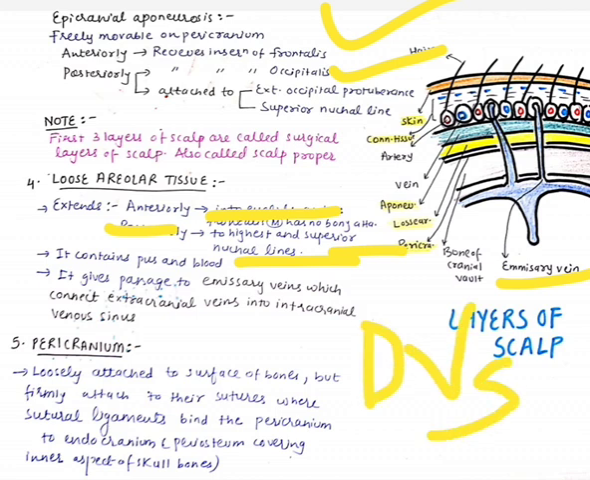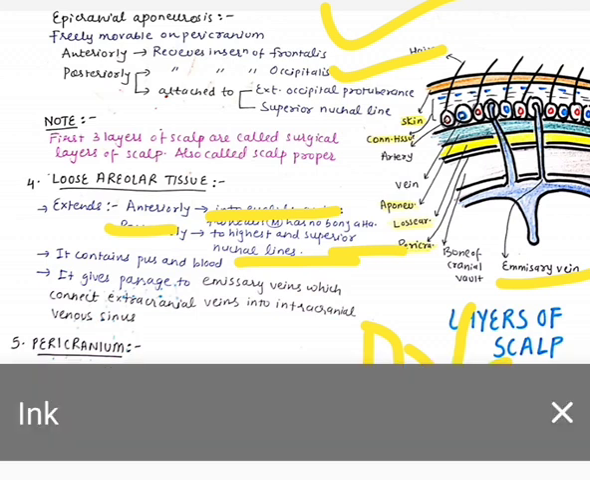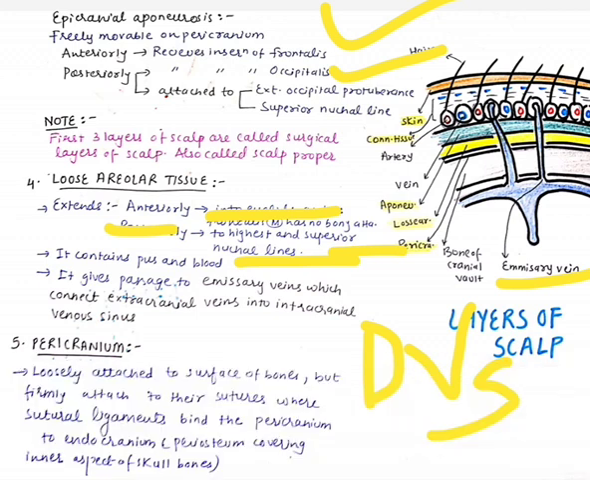Now the pericranium. The pericranium is loosely attached to the surface of the bones but firmly attached to their sutures, where sutural ligaments bind the pericranium to the endocranium, that is the periosteum covering the inner aspect of the skull bones. So here ends the first part of the scalp.